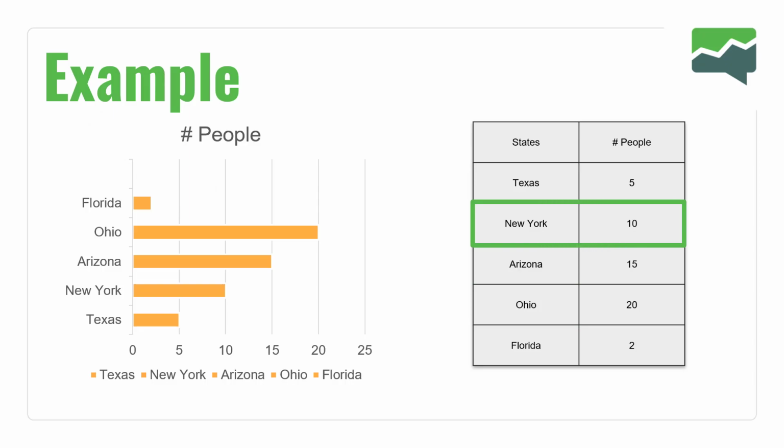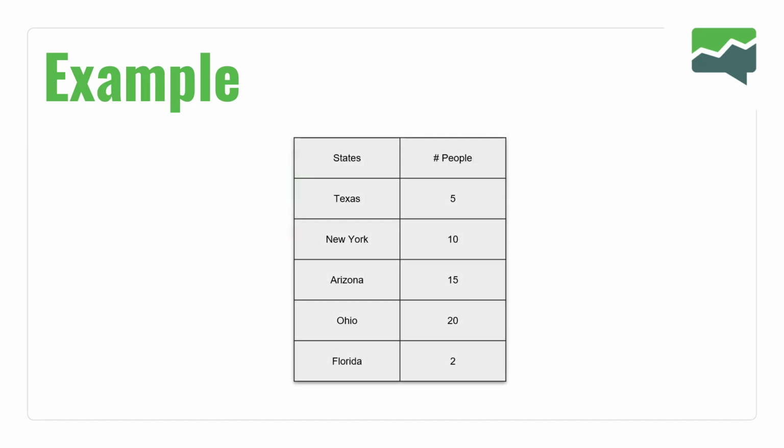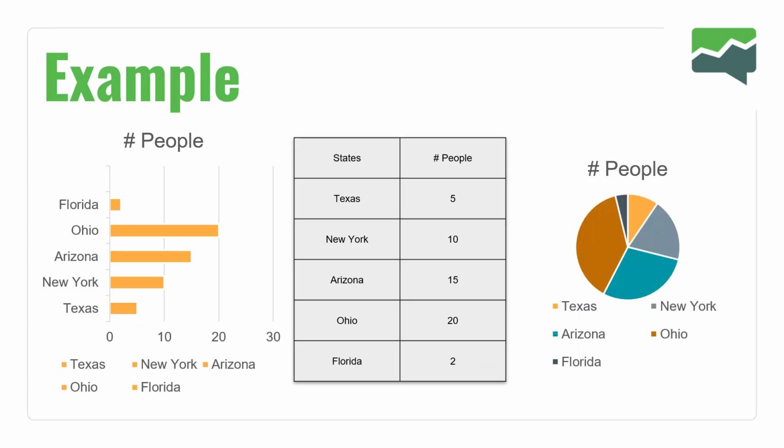And New York, which is 10 people, is represented by a bar that goes from 0 to 10. As you can see, New York's bar is half the size of Ohio. Again, visually, you can see that in the visualization, but in the table, you see it with numbers. So, exact same table, bar chart, pie chart, right?